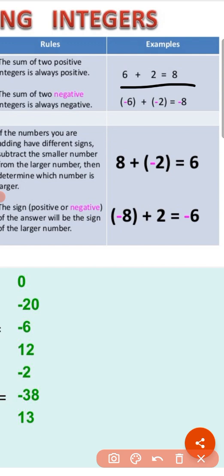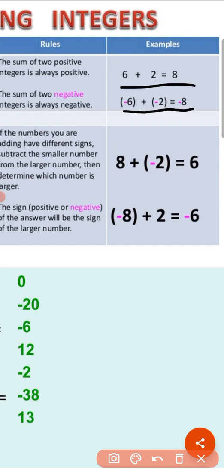Next, about negative numbers. The sum of two negative integers is always negative. When we add two negative numbers, in this example, negative 6 plus negative 2 is equal to negative 8. First you add 6 plus 2, that is 8, and put the negative sign.